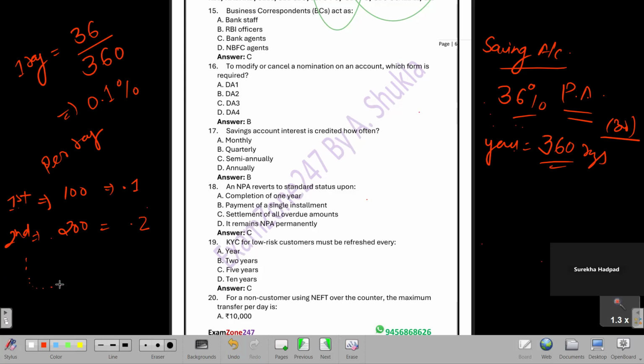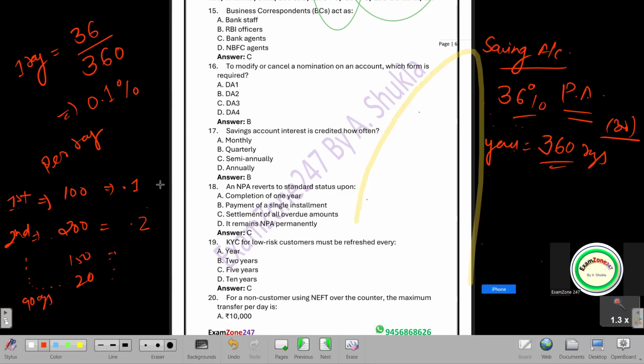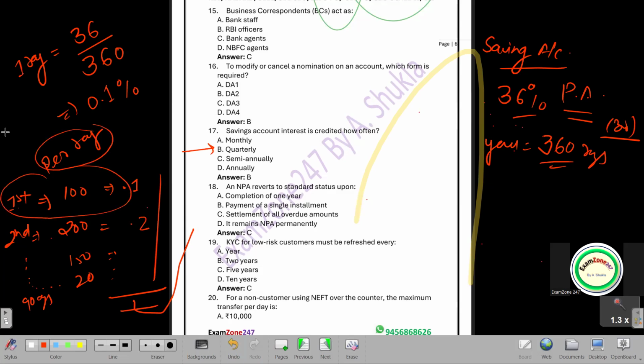In this way, for one quarter means 3 months, 3 months means 90 days. Sometimes you may have 150 rupees, sometimes you may have 20 rupees. This will be calculated and all will be added and it will be credited at the end of the quarter to your account. But the calculation will be on daily basis. Hope you understood the things and we will be moving onwards. Okay.